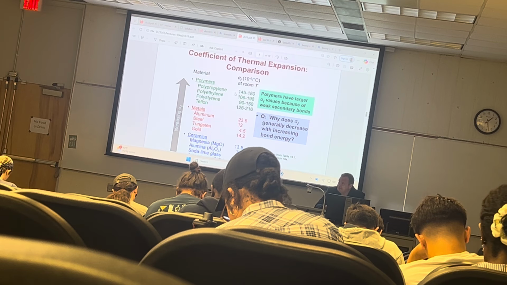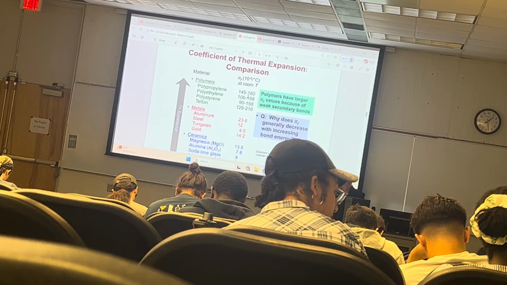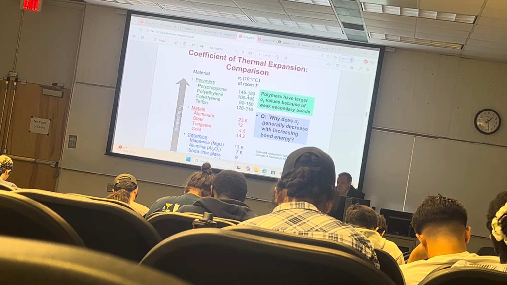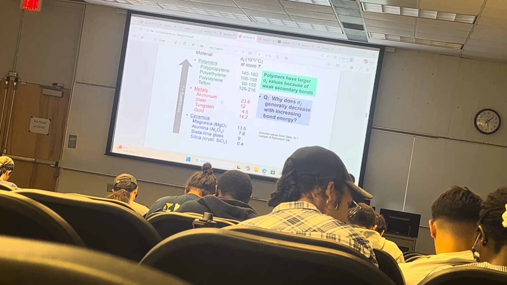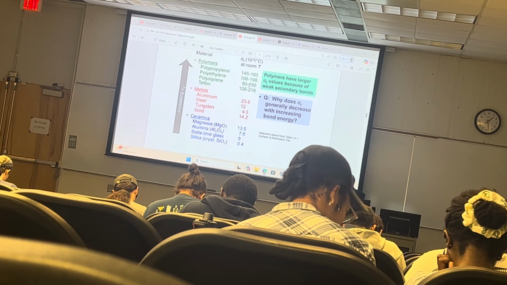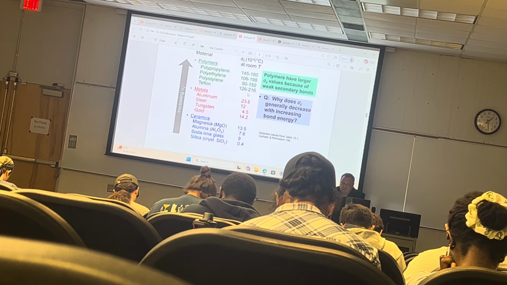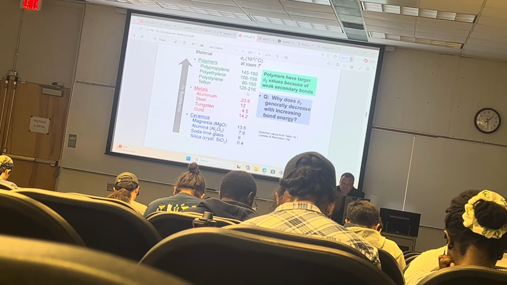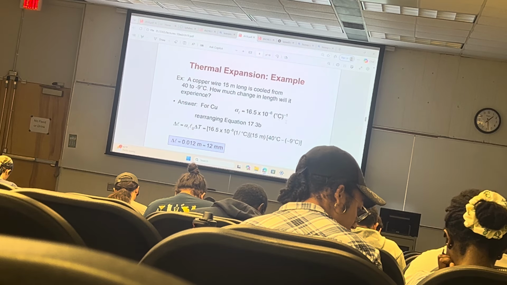And you see here that the thermal expansion of polymers is the highest because the bonds are weaker and they're secondary. And then they will have aluminum and ceramics that are comparable. Thermal expansion coefficient at room temperature. Okay, let's do an example.